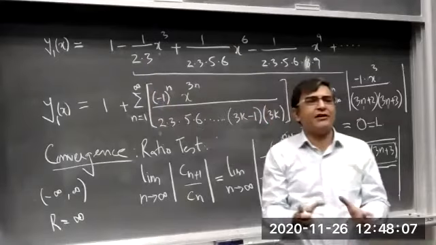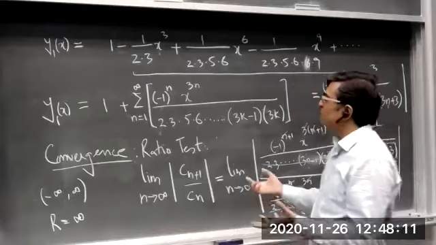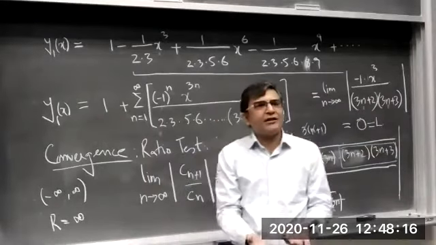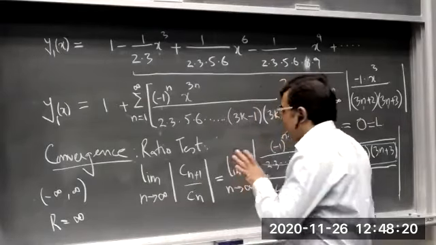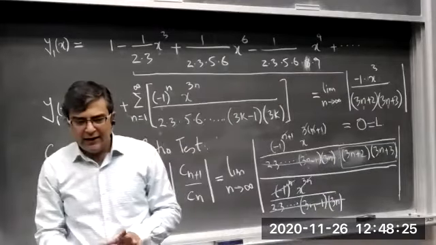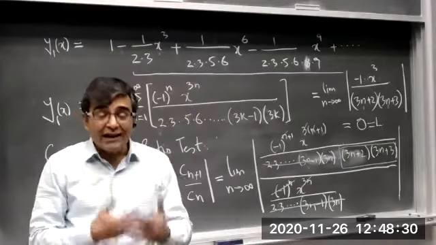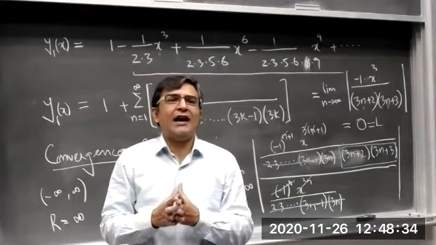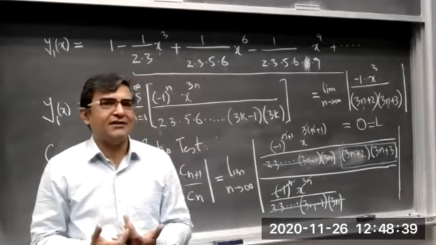If this series is convergent, what does it mean? If its sum is finite, then अगर उसका sum finite है तो उसमें 1 add करेंगे तो still उसका sum finite ही होगा. ठीक है? So if a series is convergent, we can add a finite number of terms in that series. This addition of a finite number of terms will not alter the convergence or divergence of that series.